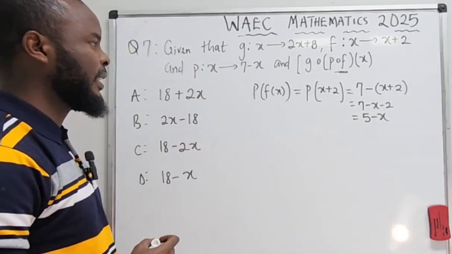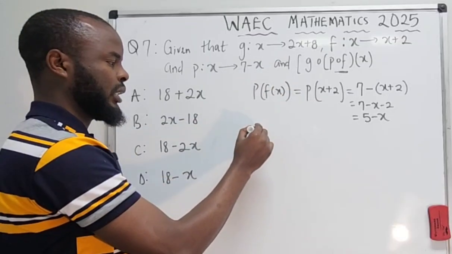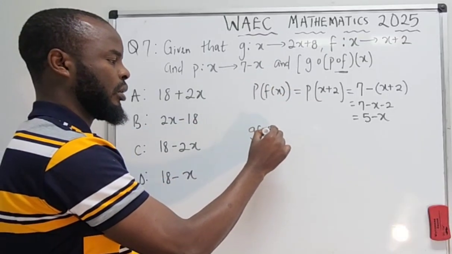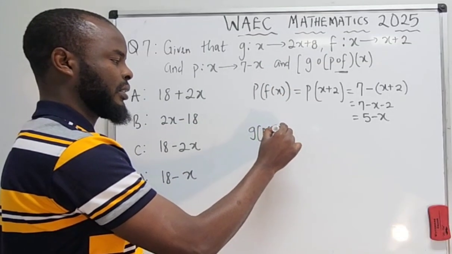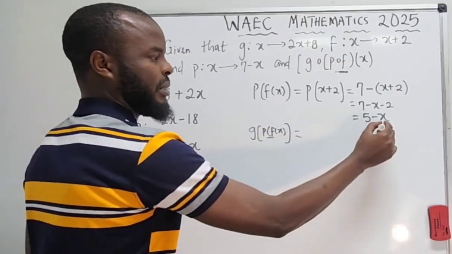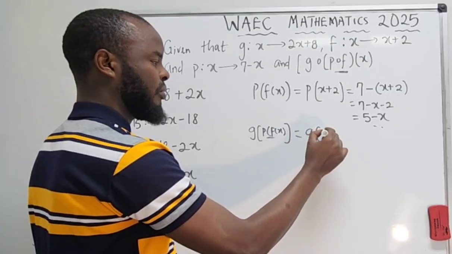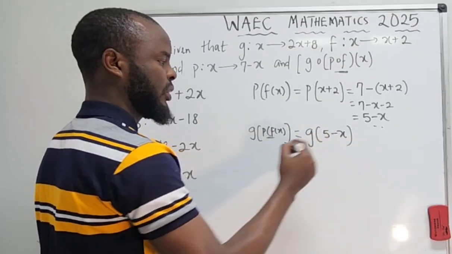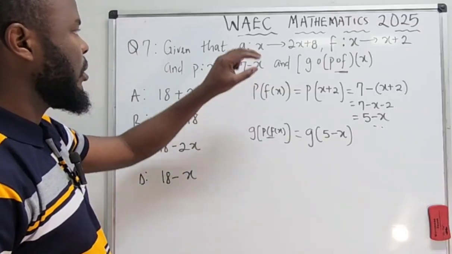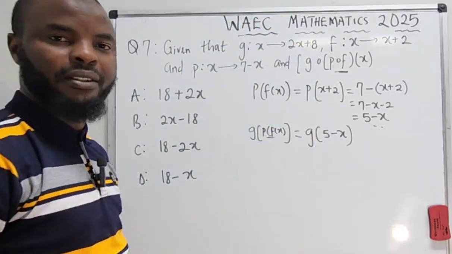This is the first thing. Then next, we want to do everything. So here we have g of p of f of x. So we've gotten this to be 5 minus x. So what we have to do is g of 5 minus x. That is, come back to g of x. Anywhere you see x, you plug in 5 minus x.